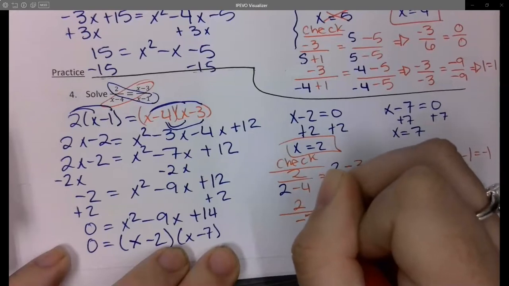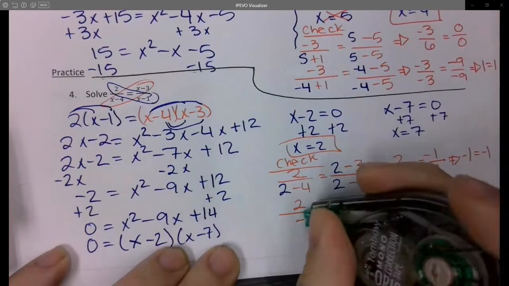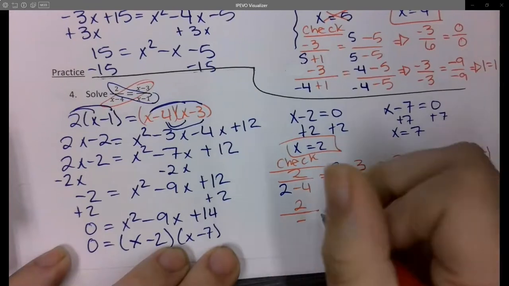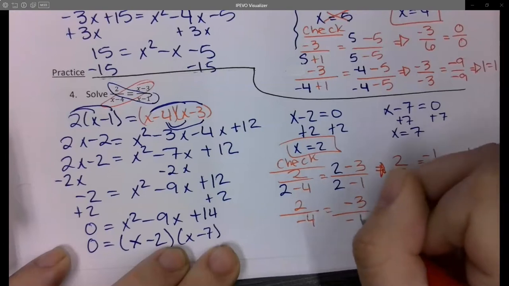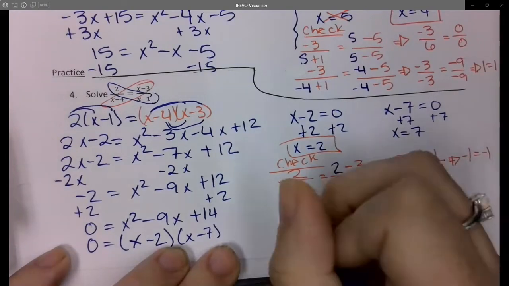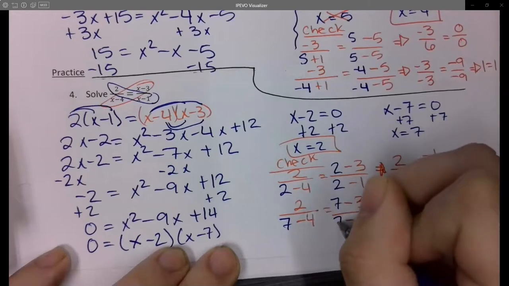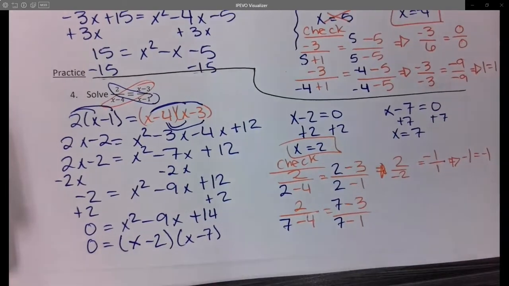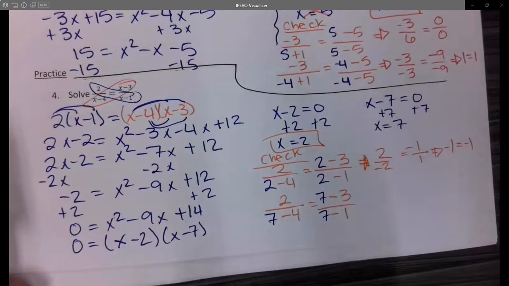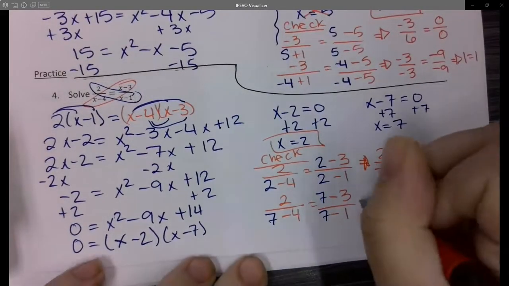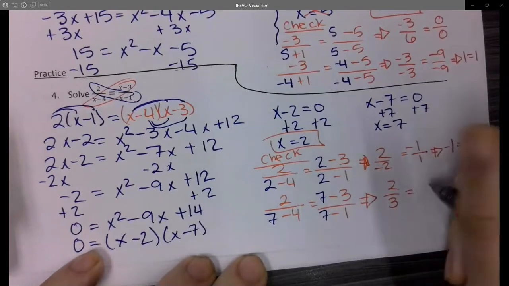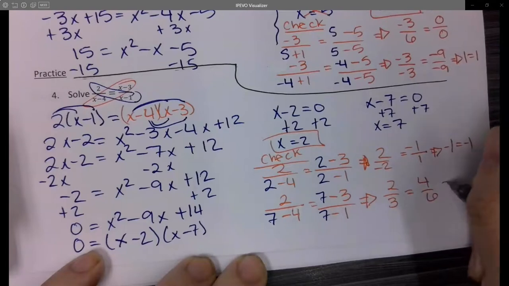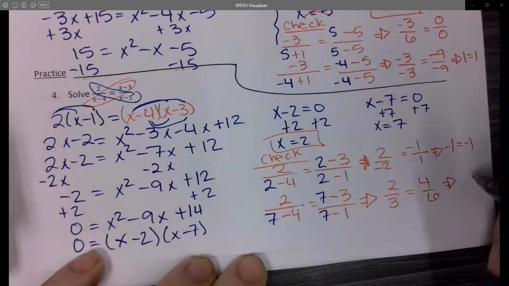So I'm going to have 2 over 7 minus 4 equals 7 minus 3 over 7 minus 1. So on my first fraction, this is going to simplify to 2 over 3. My second one is going to give me 4 over 6. Do these simplify to the same fraction? Yep. So this one also works.